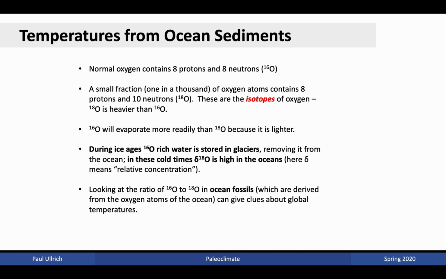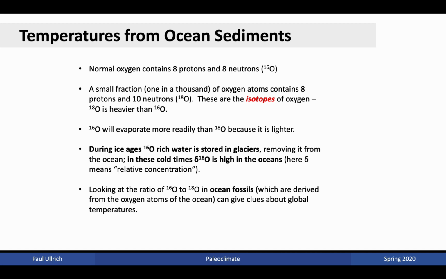Our third proxy is ocean sediments. Ocean sediments can be used to extract climate history far beyond those of the ice core record. In particular, these ocean sediments can be used to track back temperatures as far back as 540 million years ago, back to the advent of life on Earth. Ocean sediment records work as follows.